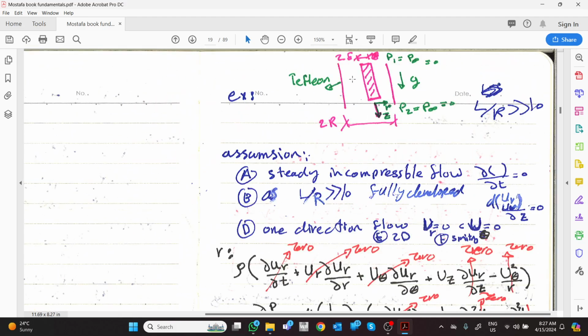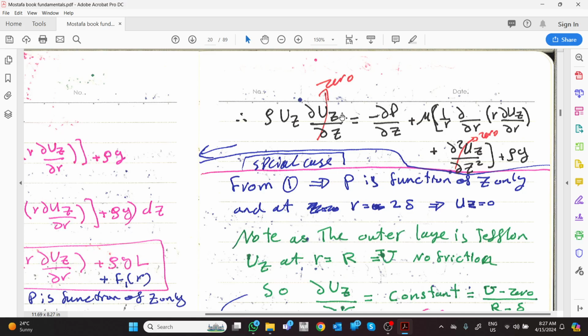At the Teflon, it is stated that there is no friction here, and this one is very big. So the velocity here is the full velocity, which means the velocity is not equal to 0. It is the full velocity, an assumption, which means it is zero friction here. Assumption.